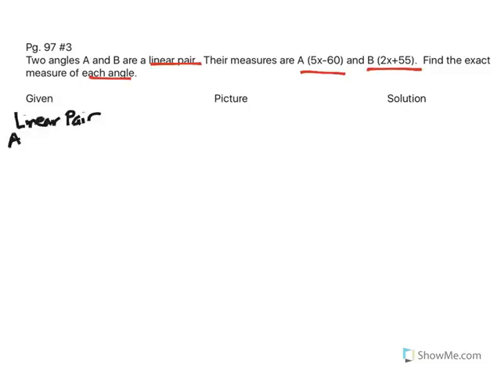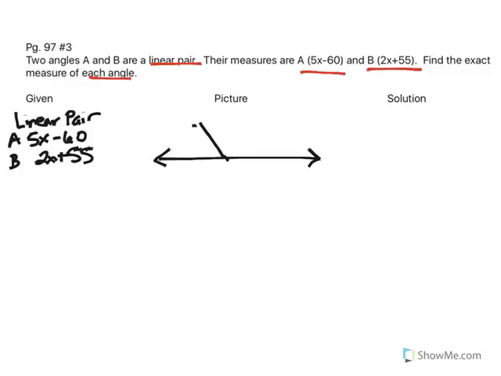The measure of angle A is 5x minus 60. The measure of angle B is 2x plus 55. Okay, so what do we know about linear pair? A linear pair is two angles that, added together, equal 180 degrees and are on the same line. Hence linear pair. A pair of angles on a line is a linear pair.